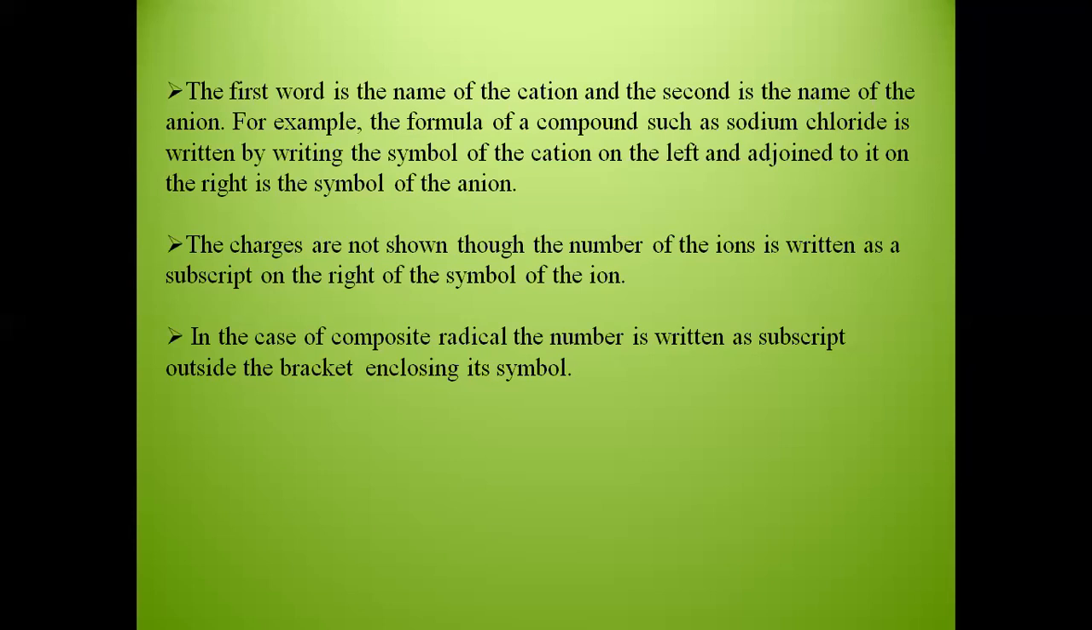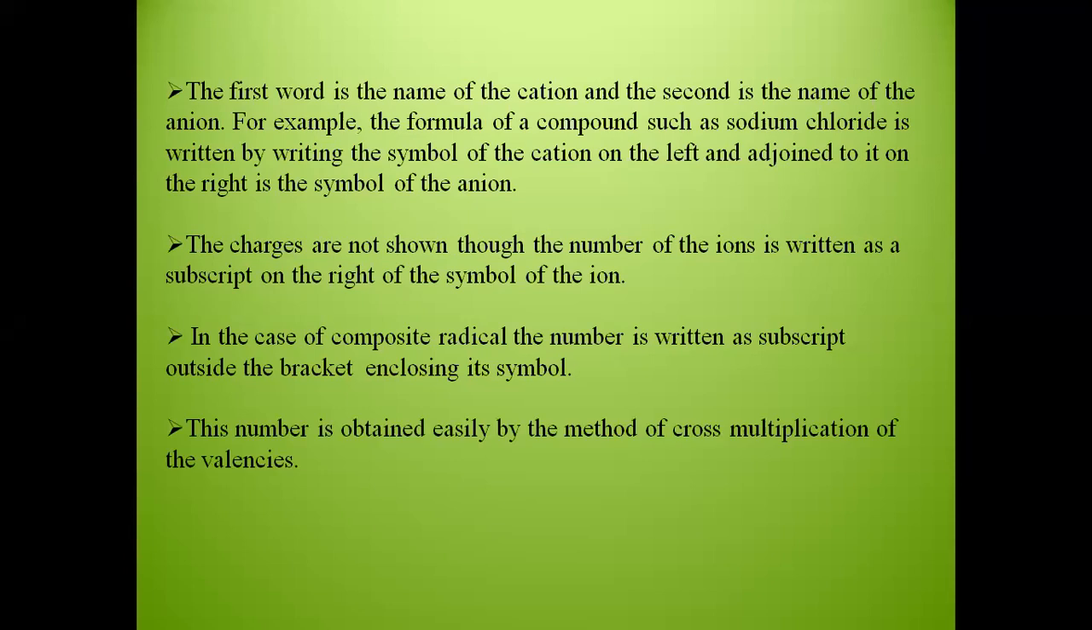Understand this. I'm going to teach you this when we are doing examples, but try to understand. In the case of a composite radical, the number will be written as a subscript, that is at the base, outside the bracket enclosing its symbol. Let us see a few examples. This number is obtained easily by the method of cross multiplication of the valencies, which is nothing but interchanging the valencies. So the number which I'm going to get here is by interchanging the valencies.